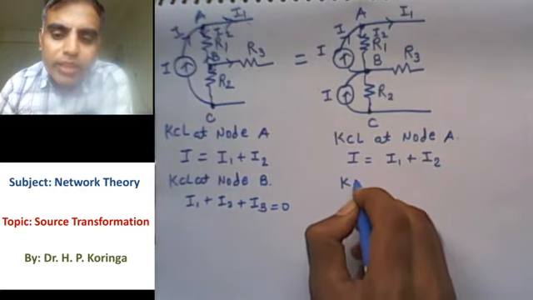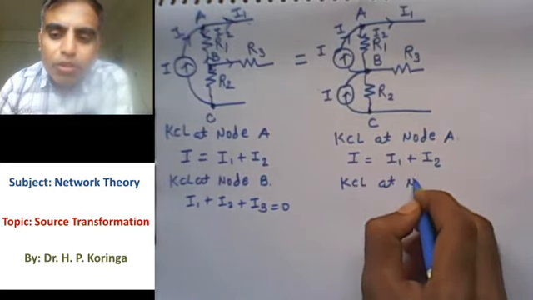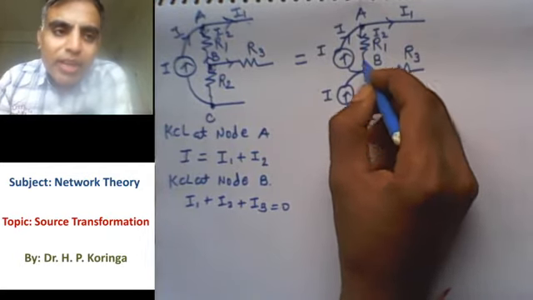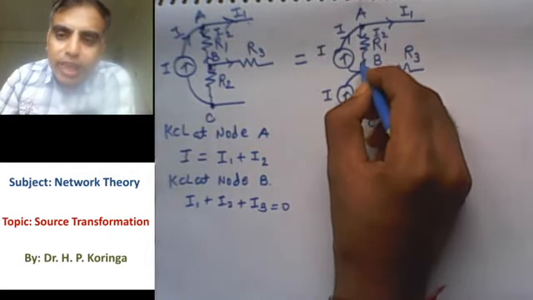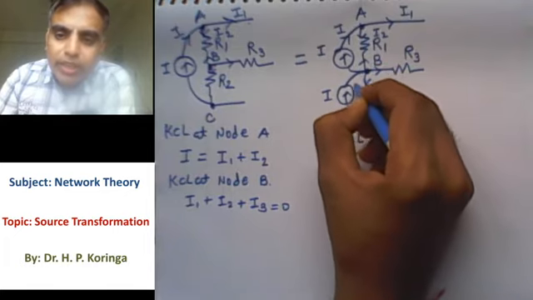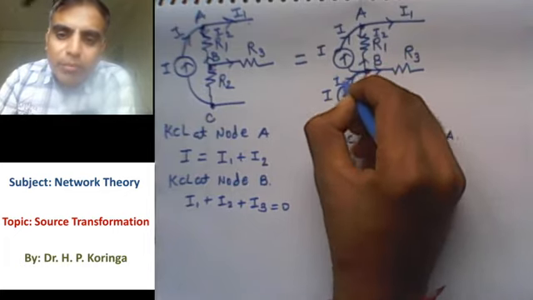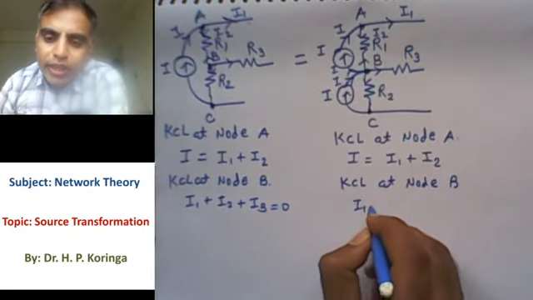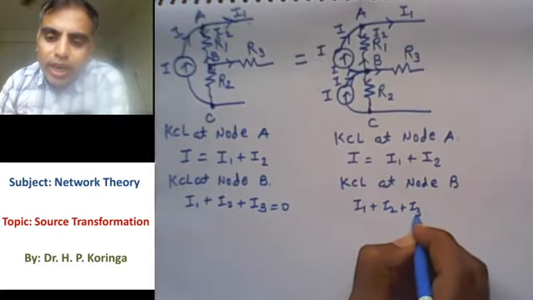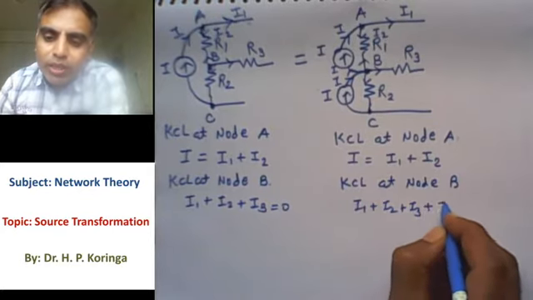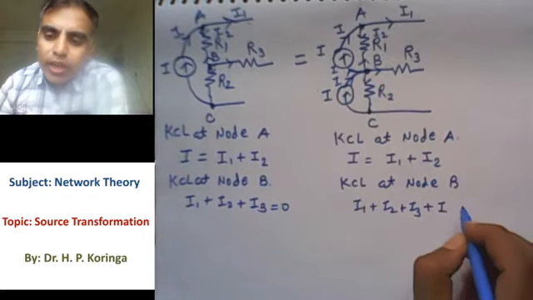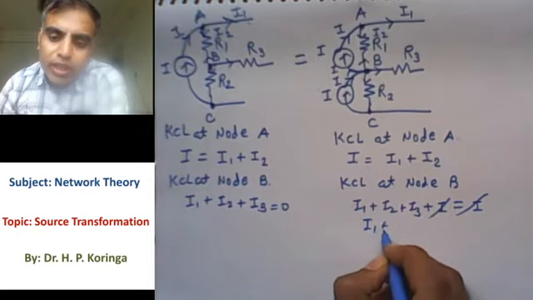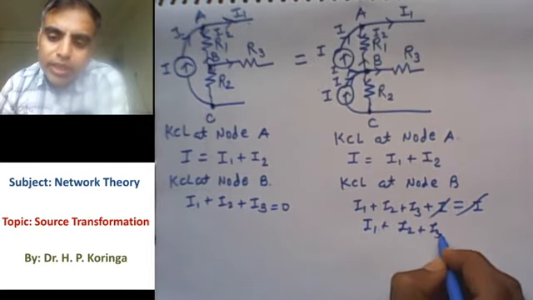Let me apply KCL in the other network at node B. In this network at node B, there are 5 branches connected. I1, I2, I3 are outgoing, plus one I current is outgoing through this branch, and one I current is incoming. So the I cancels, and we have I1 plus I2 plus I3 is equal to 0.